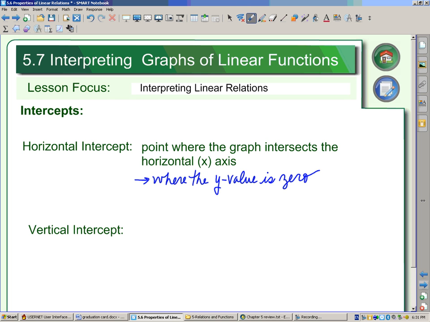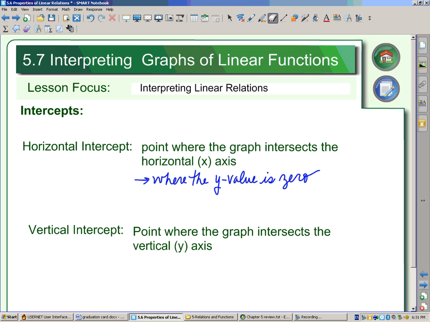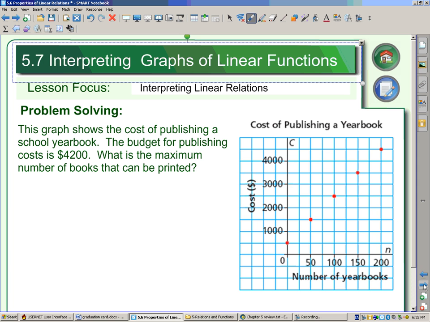Our vertical intercept, well, very similar. We're saying this is the point where the graph intersects the vertical or the y-axis. If we take that information that we've just had with the horizontal, put that in with our vertical, it tells me this is where the x value is 0. Where my x value is 0. So that's my horizontal, my vertical, and I kind of explained that in the last example. We're going to look at some more examples to help us.